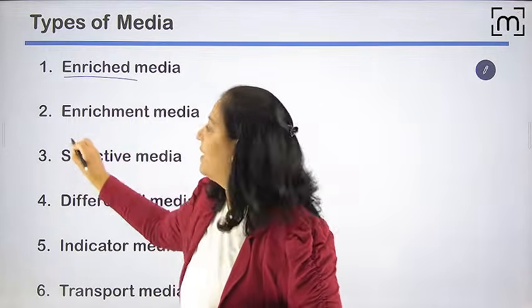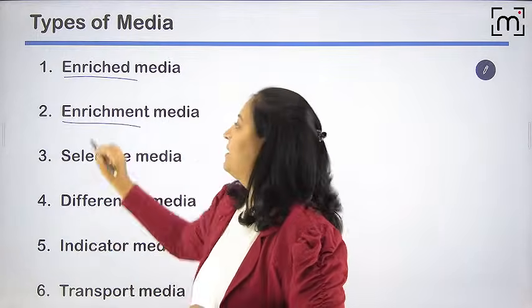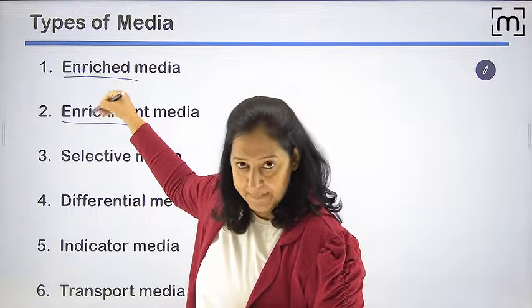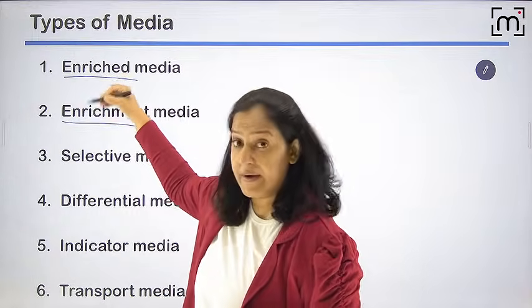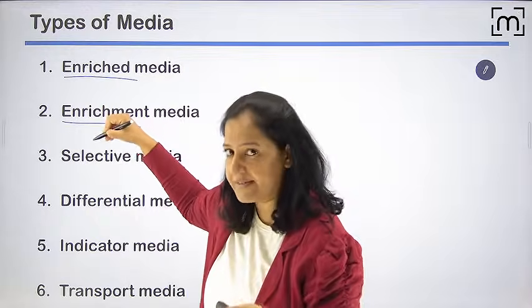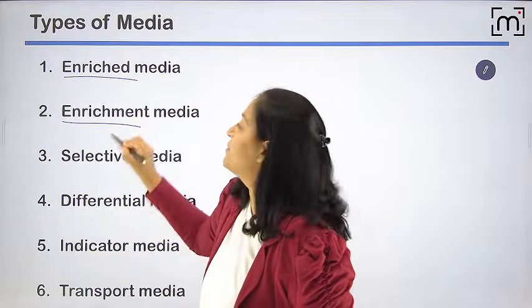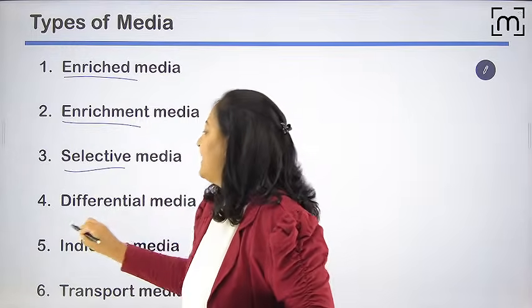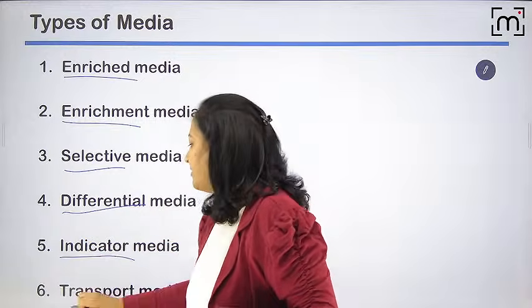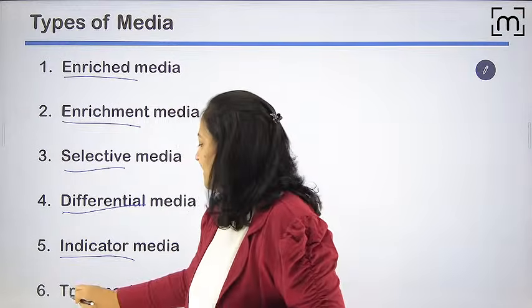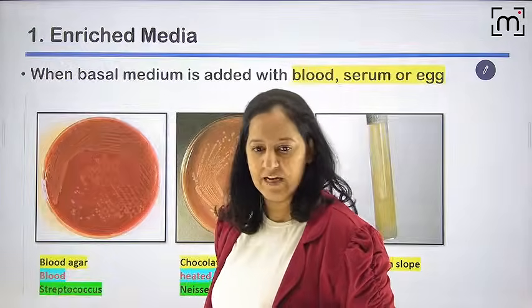Enriched media, enrichment media. Mind the difference. They are not same, people. You get confused over here. Mind the spelling. I will tell you the difference. Enriched media, enrichment media, selective media, differential media, indicator media, and transport media. Please learn the 6 types. Please first learn. Then I will tell you one by one.